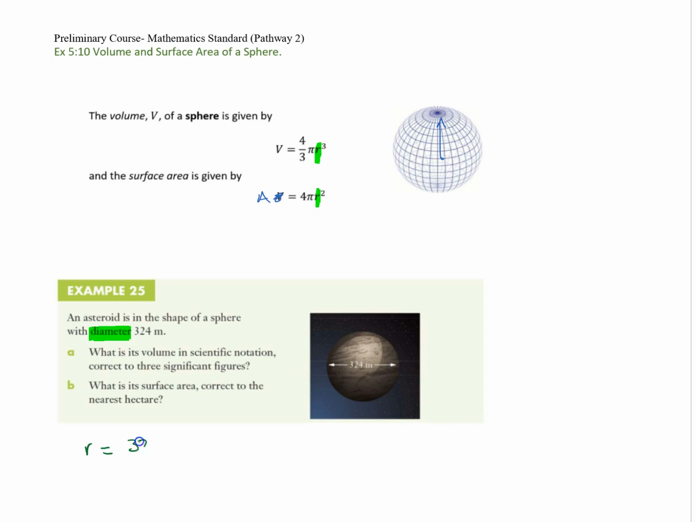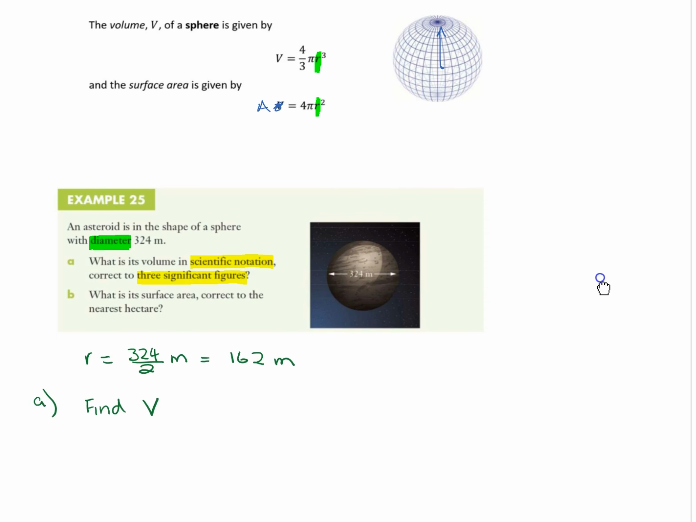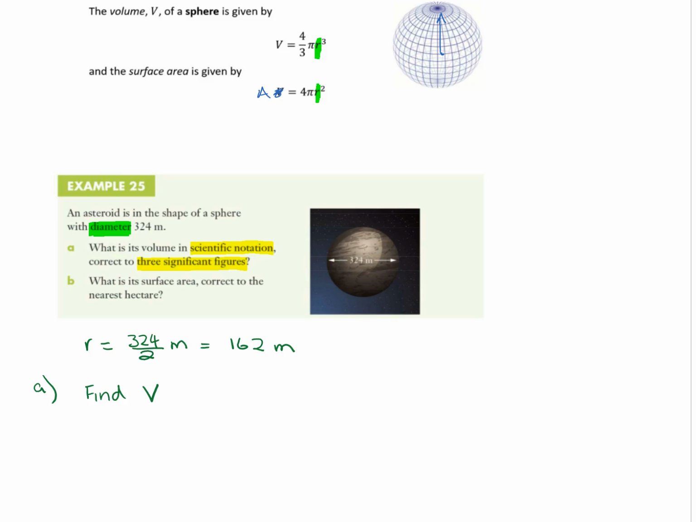So I think I'll actually note that to start with. Radius would be 324 divided by 2 meters, which is 162 meters. And A says, what is the volume? Find V, in scientific notation, correct to 3 sig figs. So these are skills that you practiced back in the first part of this chapter. Let's see how well you learned them.